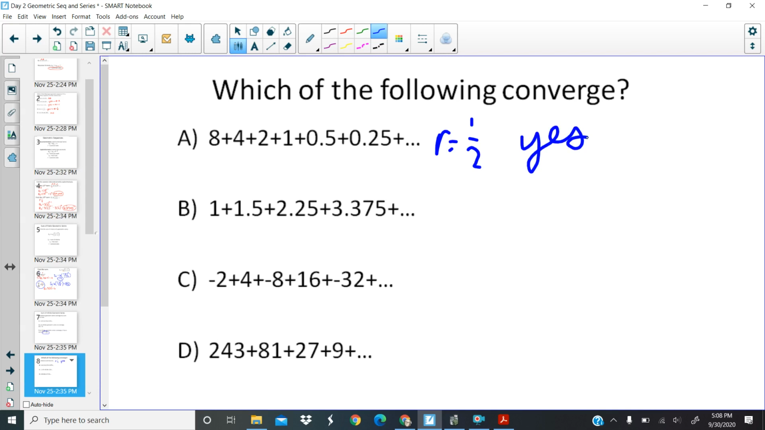From 1.5 to 2.25, you'd be multiplying by 1.5 again. So that means my common ratio is going to be 1.5. So no, it does not converge because that is greater than 1.